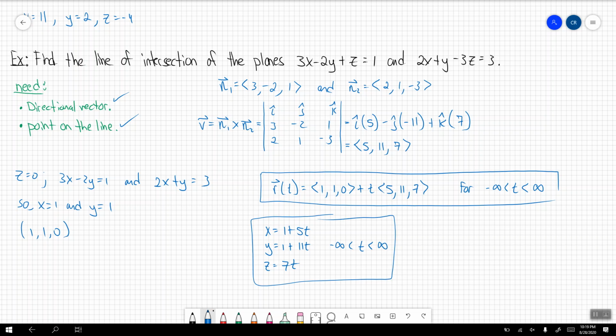If you instead give me symmetric equations, that's fine as well. x minus x naught, so x minus 1, divided by 5 is equal to y minus 1 divided by 11, which is equal to z minus 0 divided by 7. If you give me the symmetric equations, you got full credit as well. That's awesome. So check that out. That is really great so far.